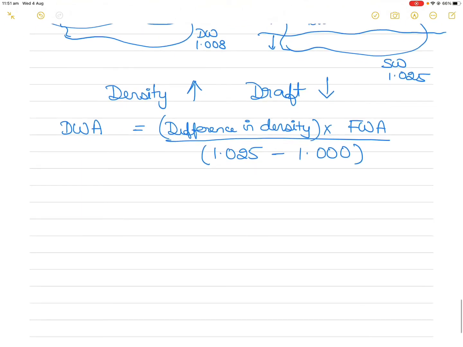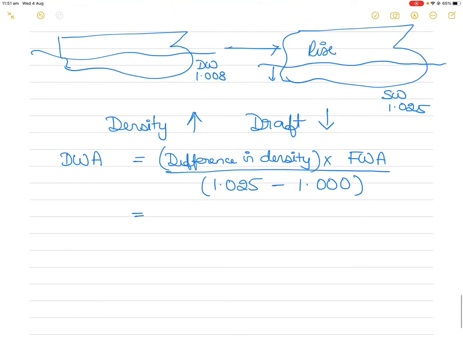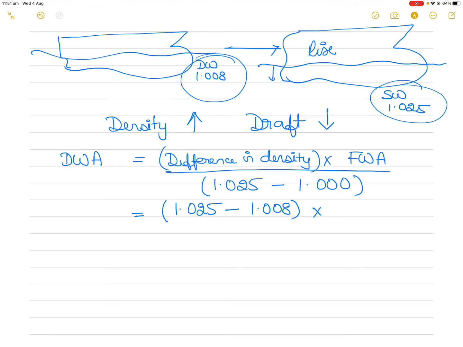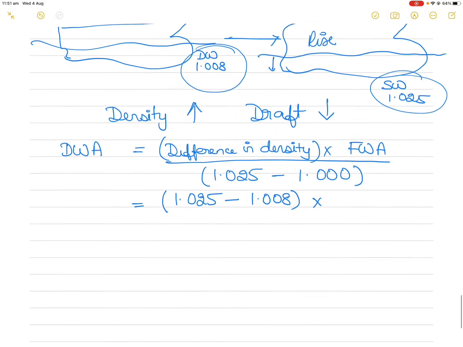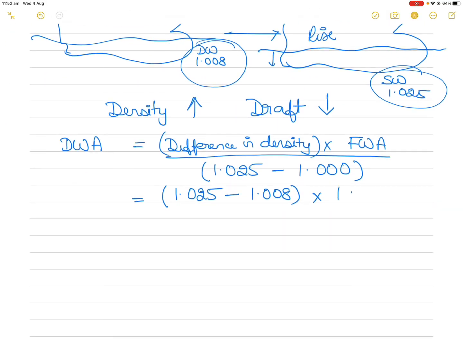So, difference in density. When we mean difference in density, we are talking about the two densities in question, density 1 and density 2. Of course you always take the bigger number, which is 1.025 minus 1.008. So always put the bigger number first, because we don't want the dock water allowance to be a negative number. Multiply by freshwater allowance, which is given to you as 180 millimeter.